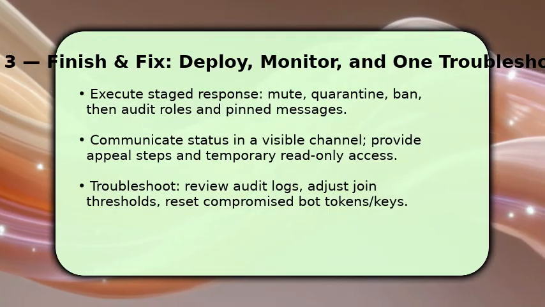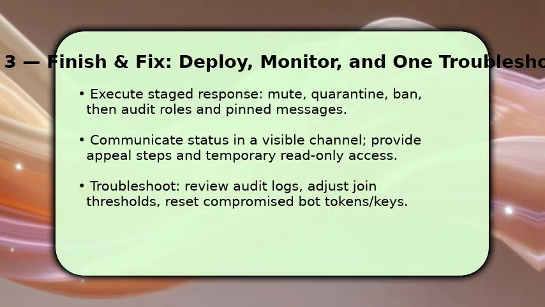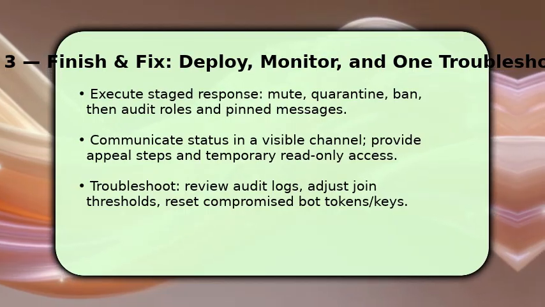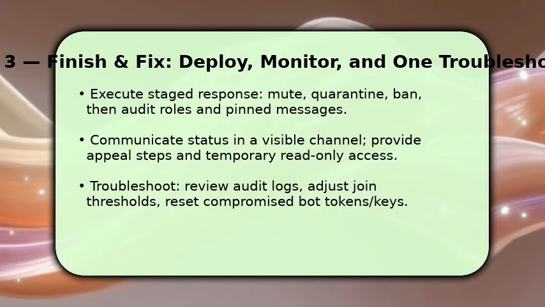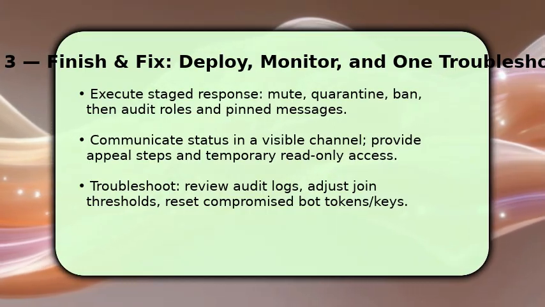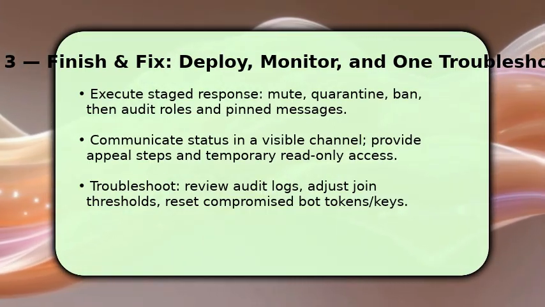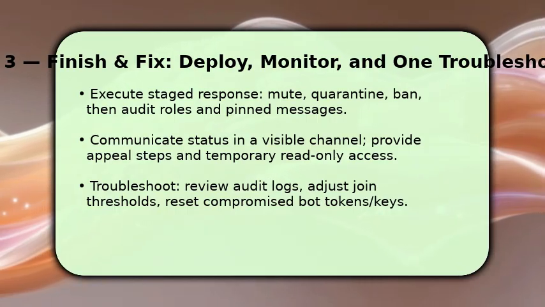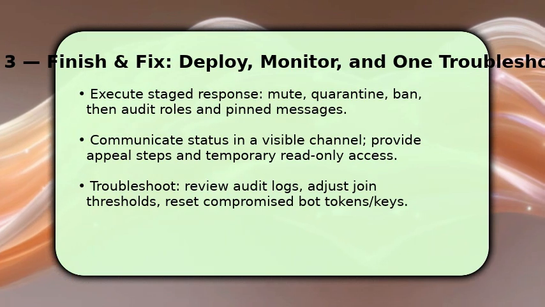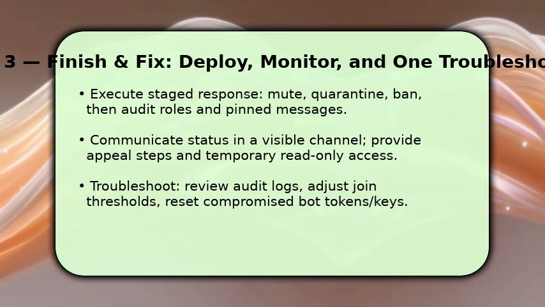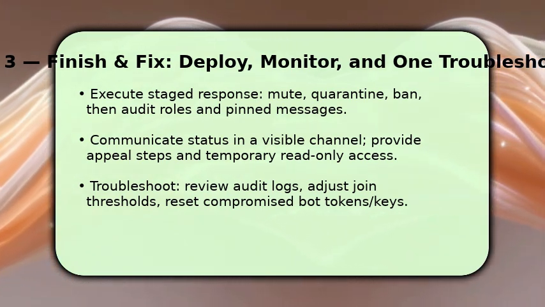Once the immediate threat is contained, run an audit of roles, recent role changes, and pinned messages to remove malicious content, rotate bot tokens, and revoke any exposed OAuth grants. Communicate clearly to members in a status channel with appeal instructions and temporary read-only access while you investigate. If things go wrong, check the audit logs for the first intrusion event and lower join.